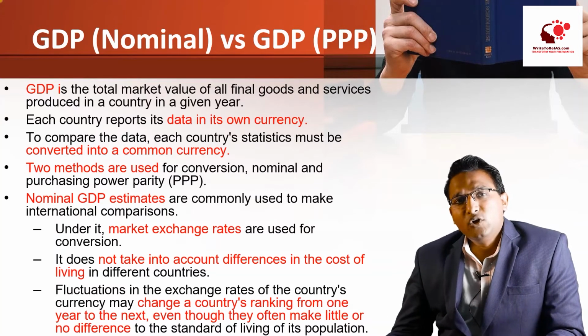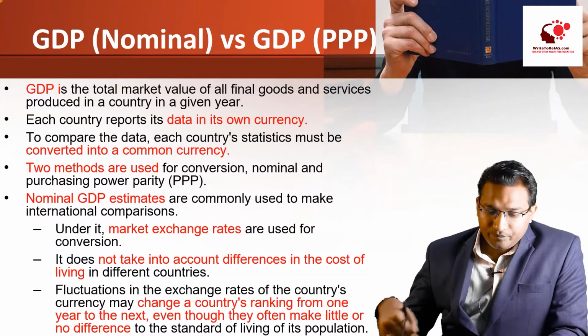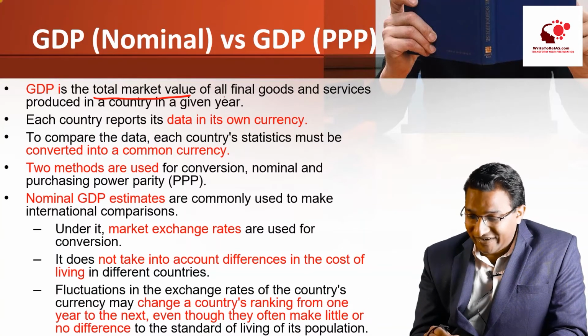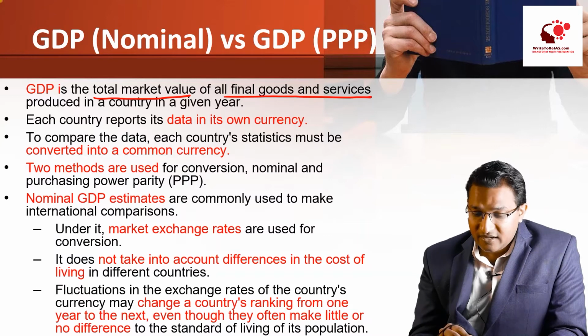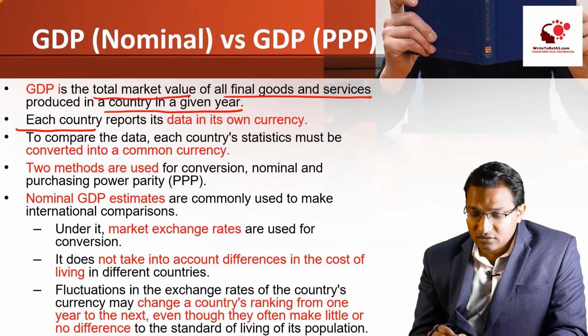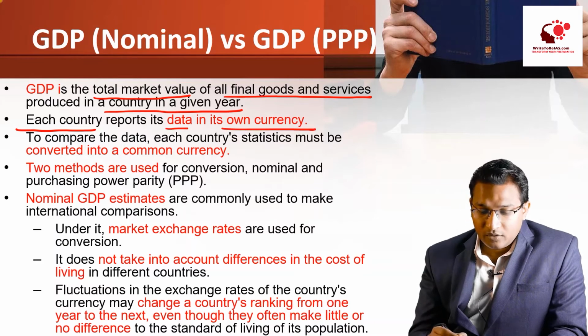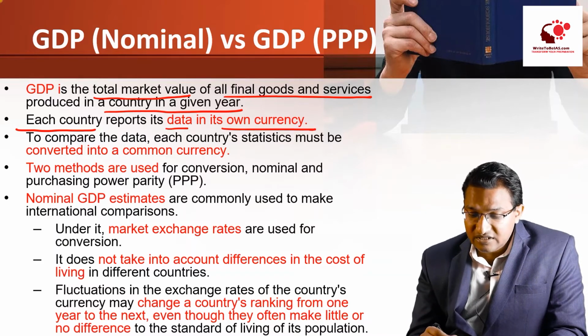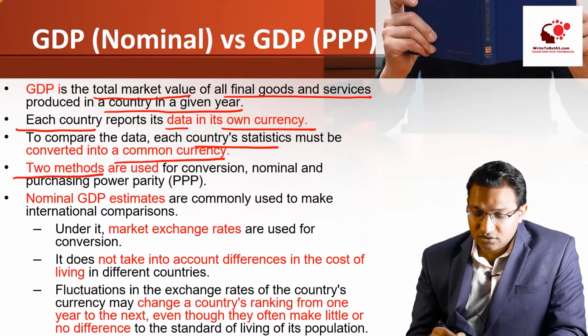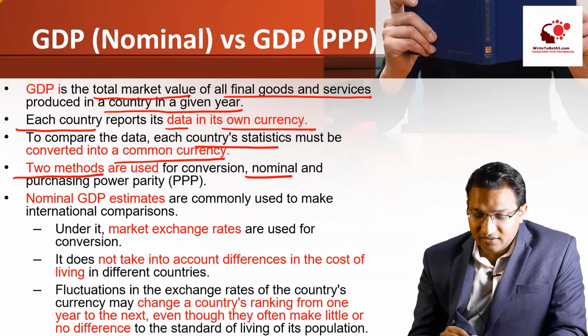So GDP nominal versus GDP PPP. GDP, what is the meaning of GDP? The total market value of all final goods and services produced in a country in a given year. Each country reports data in its own currency. To compare the data, each country's statistics must be converted into a common currency. Two methods can be used. One is nominal, another is purchasing power parity.